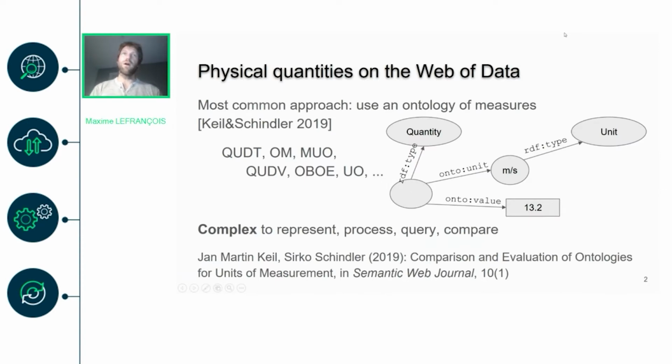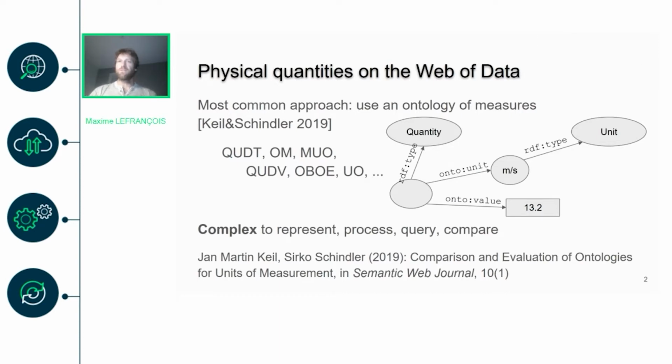So the usual and most common approach to encode physical quantities on the web of data is actually using an ontology of measures. And there are many of those out there. So here, a quantity value would be encoded as an IRI and would be linked on one hand to the unit using a triple, and on the other hand to a value encoded using an XSD literal. We claim that it's quite complex to represent, process, query, and compare quantity units encoded this way.